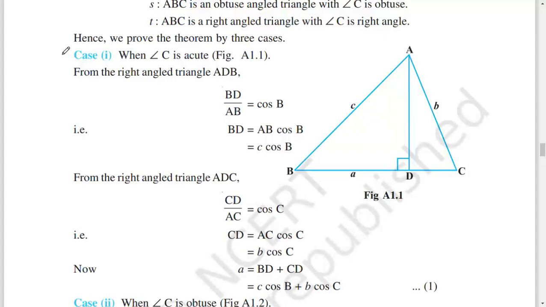Case 1. When angle C is acute, from the right angle triangle ADB, that is BD by AB = cos B, BD = AB cos B = c cos B.